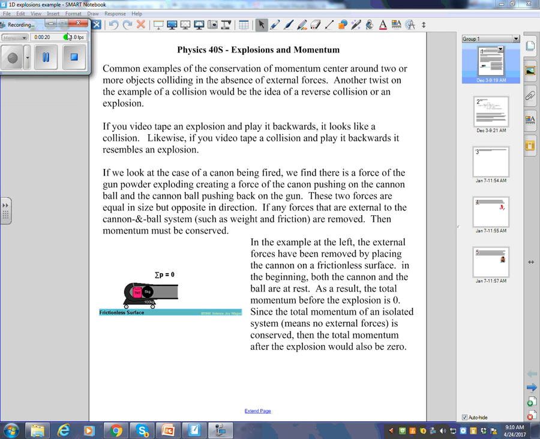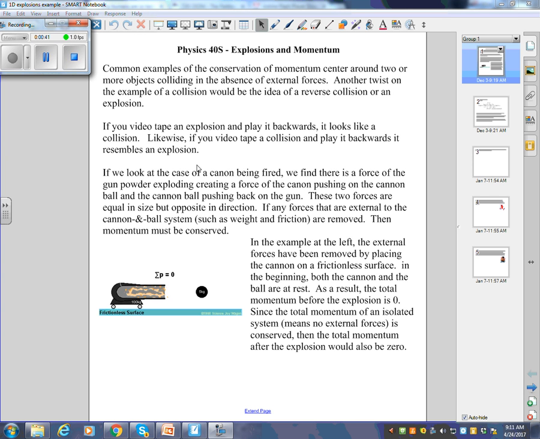Common examples of the conservation of momentum center around two or more objects colliding in the absence of external forces. Another twist on the example of a collision would be the idea of a reverse collision, or an explosion. If you videotape an explosion and play it backwards, it looks like a collision. Likewise, if you tape a collision and play it backwards, it resembles an explosion.